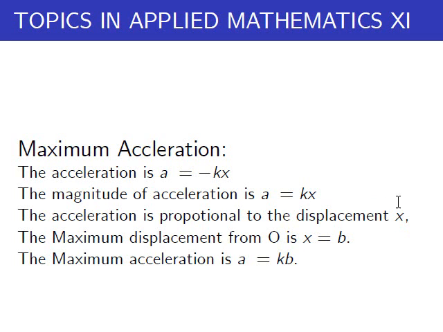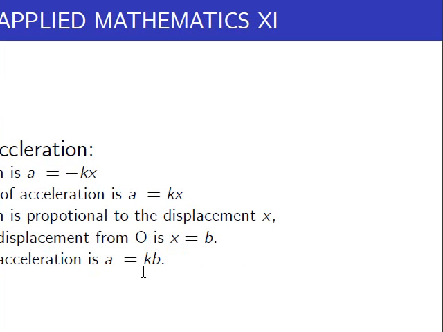The greater the value of x, the greater the value of the acceleration. The maximum value of x is b, the extreme distance from the fixed point O to one end of the path. So the maximum displacement from the center is b, and putting x = b, the maximum acceleration is a = kb.